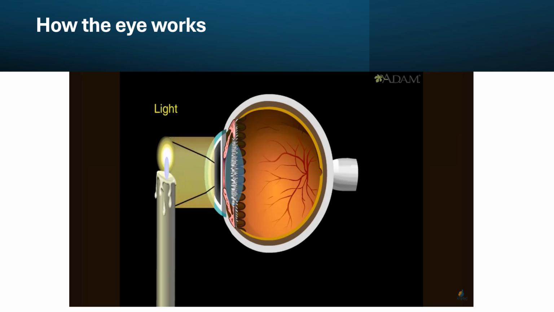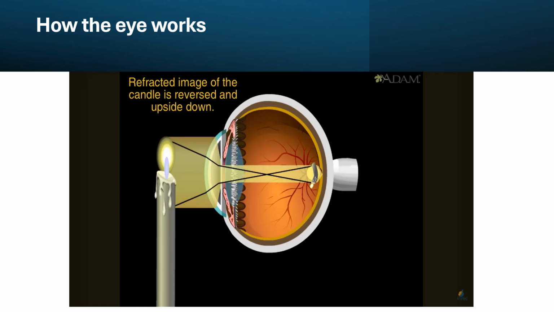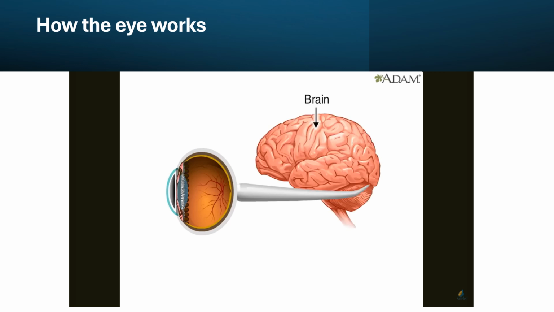First, the candlelight passes through the cornea. As it does, it's bent or refracted onto the lens. As the light passes through the lens, it's bent a second time. Finally, it arrives at the retina, where an image is formed. This double bending, though, has reversed the image and turned it upside down. If that was the end of the story, the world would always appear upside down. Fortunately, the image is turned right side up in the brain.